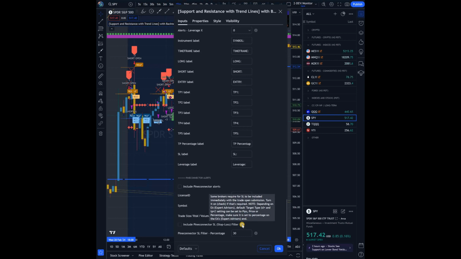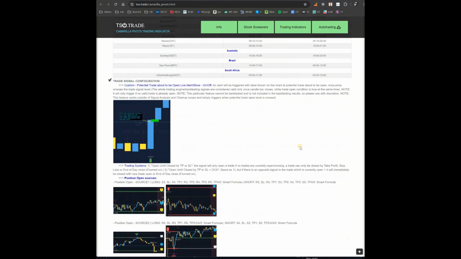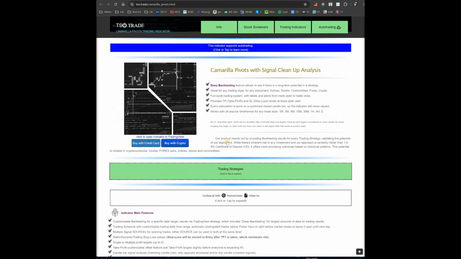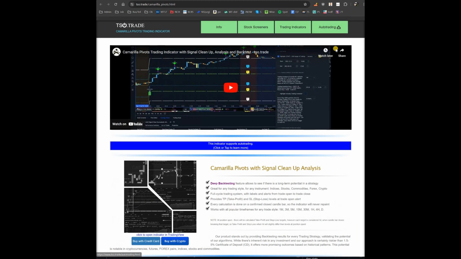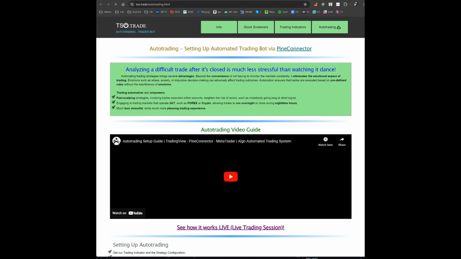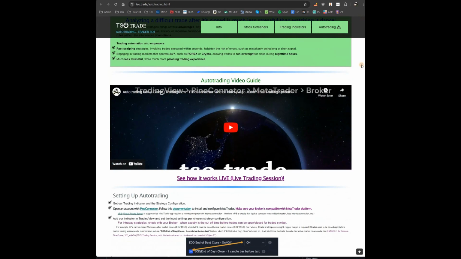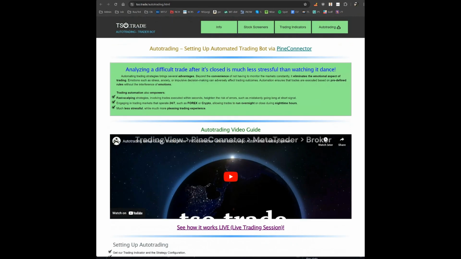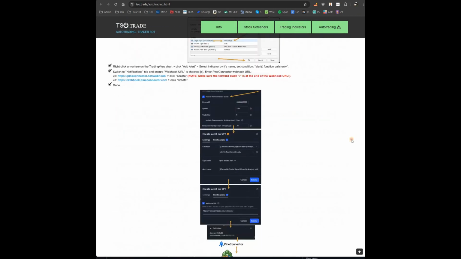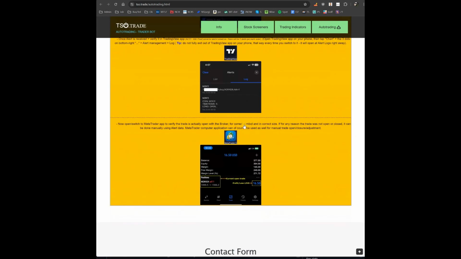This is specifically for brokers which require stop loss to be immediately included with the trade open. We have a nice section for each of our indicators which support auto trading. You can find it here. It's an extensive guide, including a video guide with an actual live example of how it works. You can set up full automation, and it shows how to monitor it.